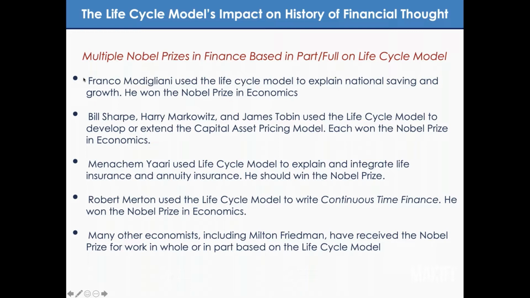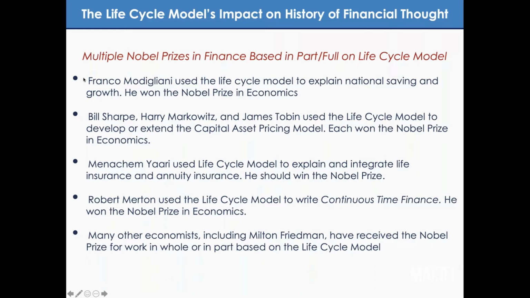Bob Merton is arguably the Isaac Newton of finance of all time, and he worked on option pricing and won the Nobel Prize together with Myron Scholes. But his fundamental book on continuous time finance is grounded in the life cycle theory. So I'm just trying to get across the idea that this economics that MaxiFi embeds, which is the life cycle model, has a long tradition in economics.